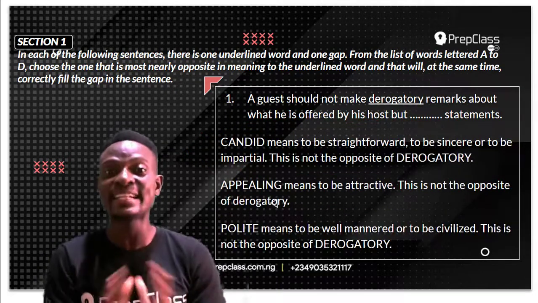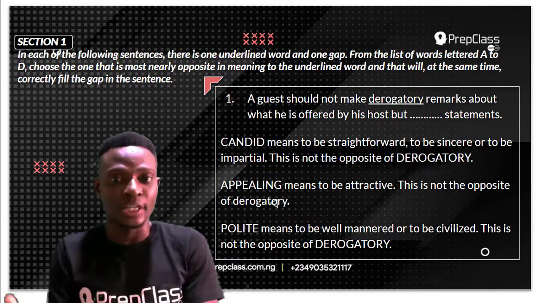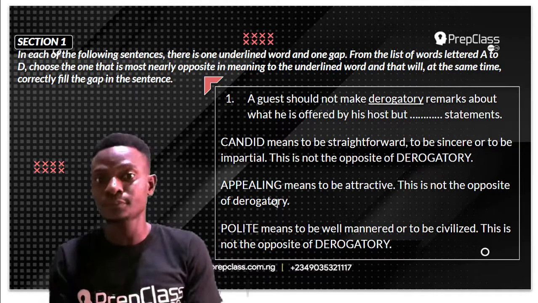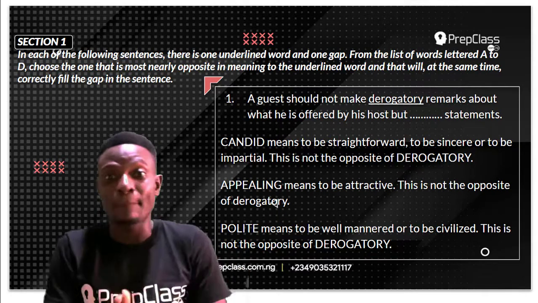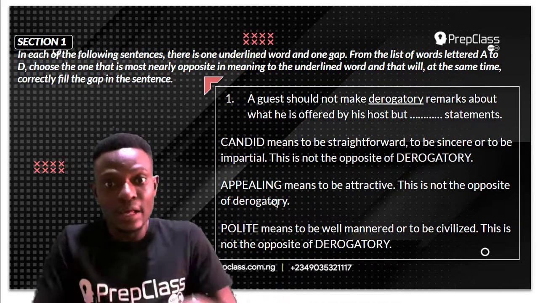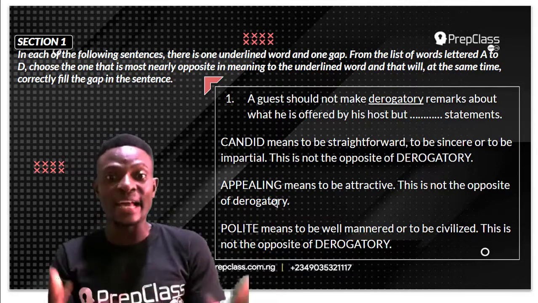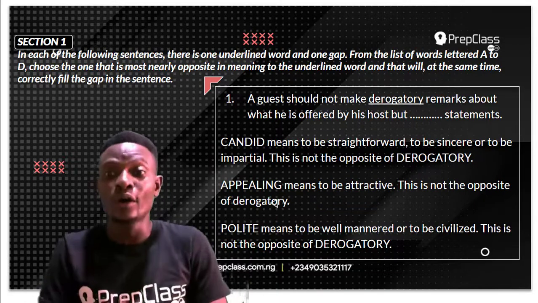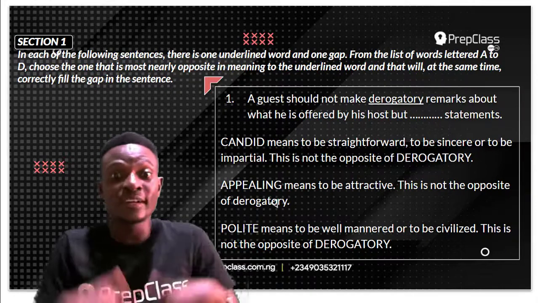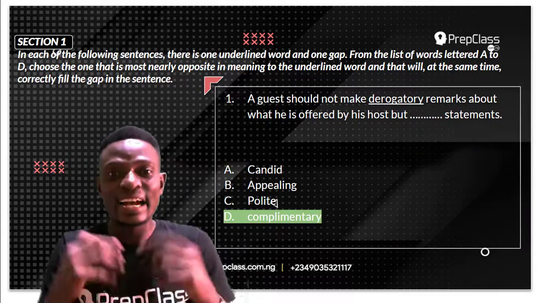Now, it is not candid, because candid means to be straightforward, to be sincere, or to be impartial. Now, this is not the opposite of derogatory, because derogatory does not mean to be partial. It is not appealing, because appealing means to be attractive. Now, this is also not the opposite of derogatory, because derogatory does not mean being unattractive. It's not polite, because polite means to be well-mannered or to be civilized. This is not the opposite of derogatory, because derogatory does not mean that you are uncivilized. The answer to this question is complimentary.